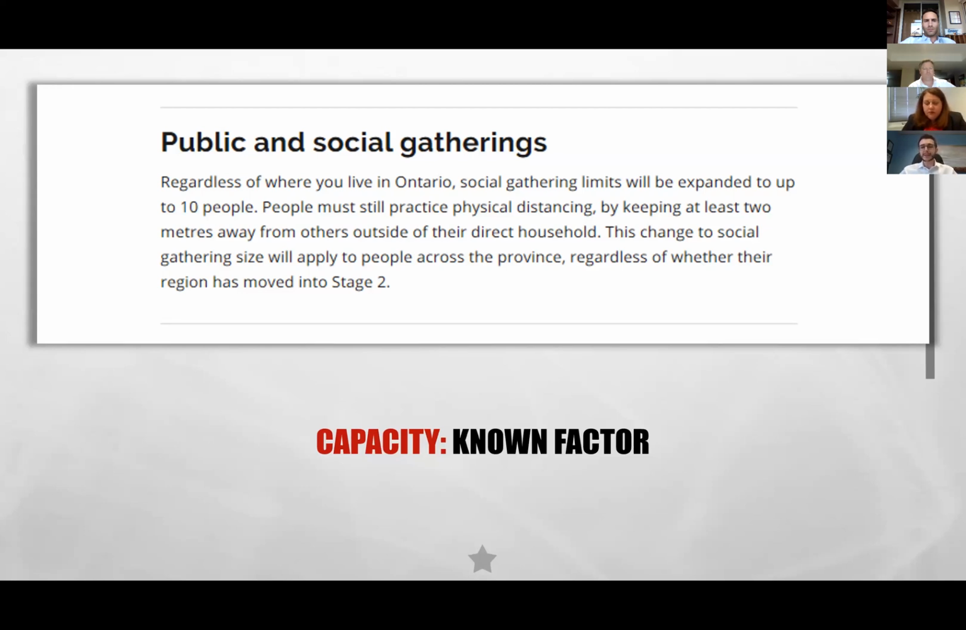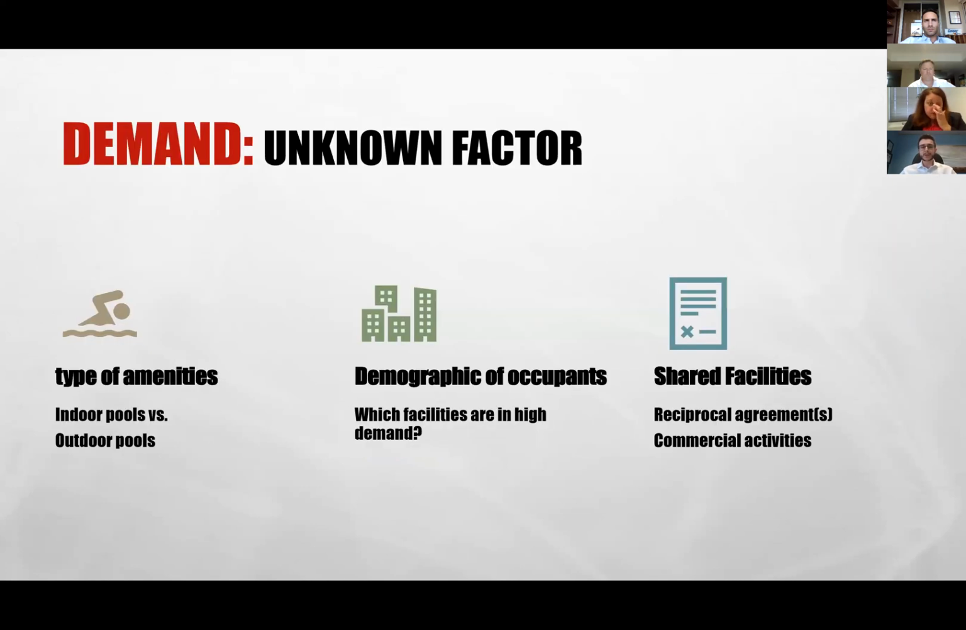So capacity is a pretty straightforward item. What's a little more unclear is the demand. And I call this an unknown factor simply because every condominium corporation is different. The demographic of every corporation is different. The reciprocal agreements and the type of amenities for every condo is different. So if you're condo TSCC 123, you might have a public pool, a gym, and a library, and the demographic of your residents might have a very high demand to opening that gym.